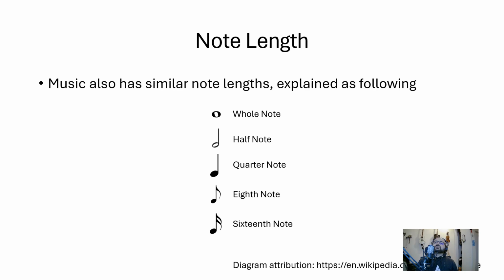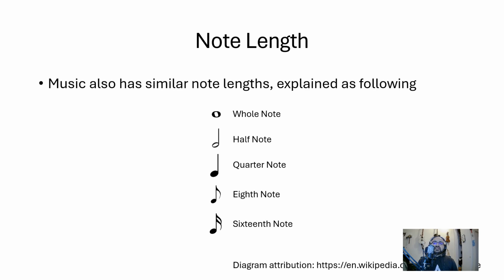So you have symbols over here that explain what note lengths look like on sheet music, starting with the whole note and then going down to the half note, where two half notes would make one whole note, so on and so forth. Quarter note would be two quarter notes to a half note, so four quarter notes to a whole note. And then you have the eighth note and the 16th note.